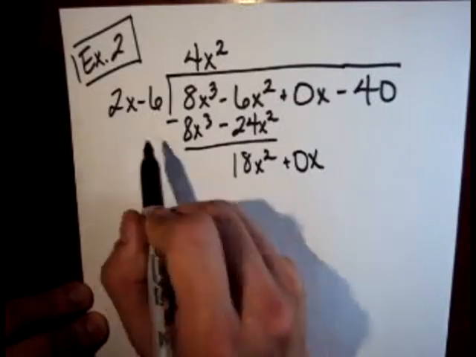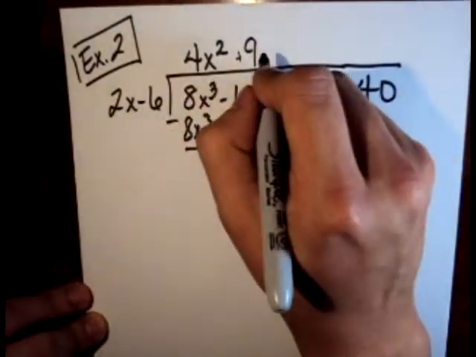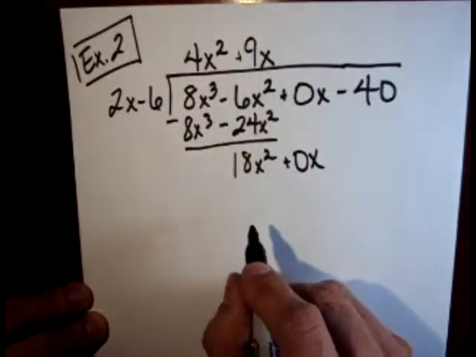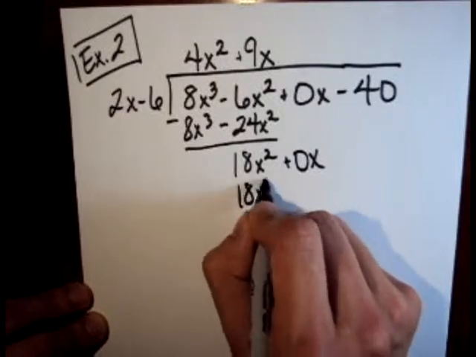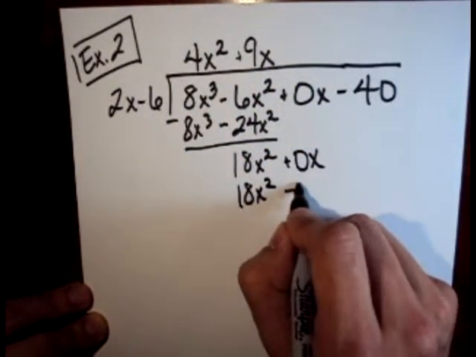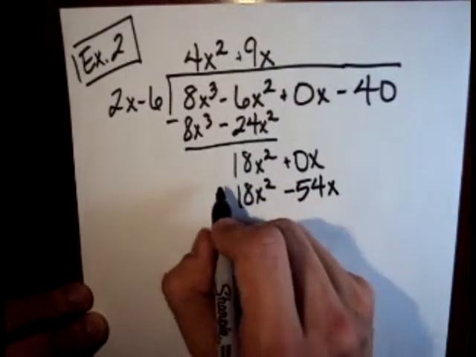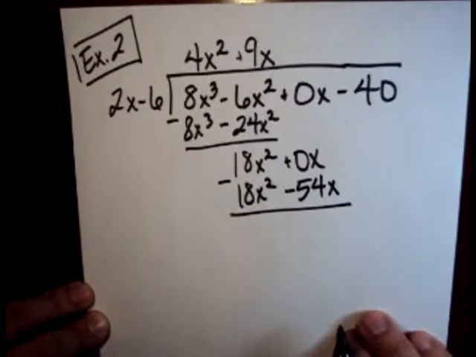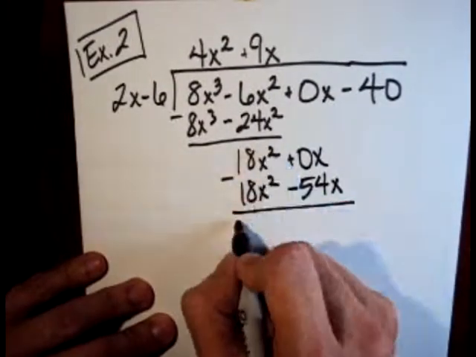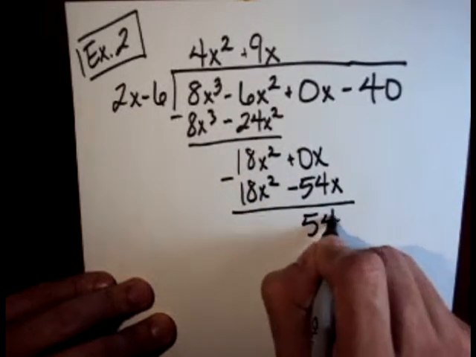So 18 divided by 2, that's going to be 9. And x squared divided by x, that's going to be x. So now we multiply. So 9x times 2x, that's going to be 18x squared. And 9x times a minus 6, that's going to be minus 54x. Okay, now we subtract. Notice here we're subtracting a negative again. So our x squared terms cancel out, and we're left with a positive 54x.